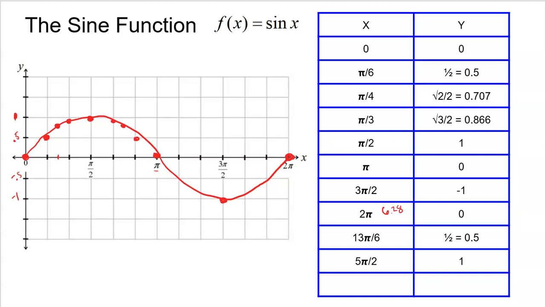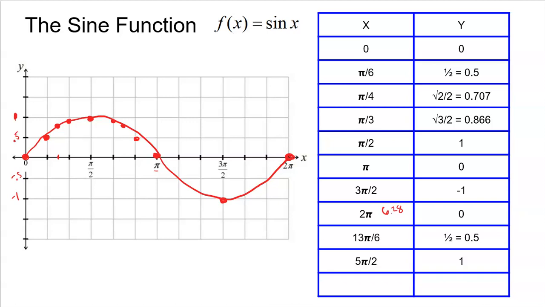And then as we continue to rotate, our y values dip down into the negatives. And at 3 pi over 2, they reach the absolute min at -1. And then they continue to come back up from that, in that fourth quadrant. They come back up, and at 2 pi, they come back to 0.